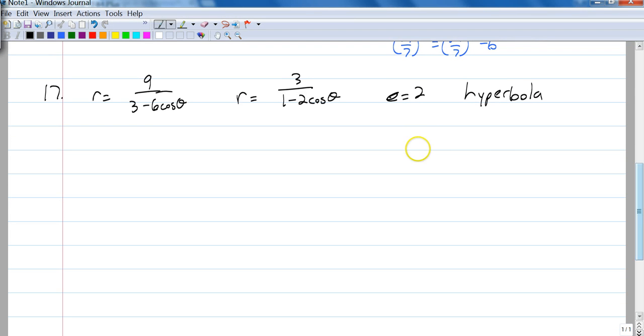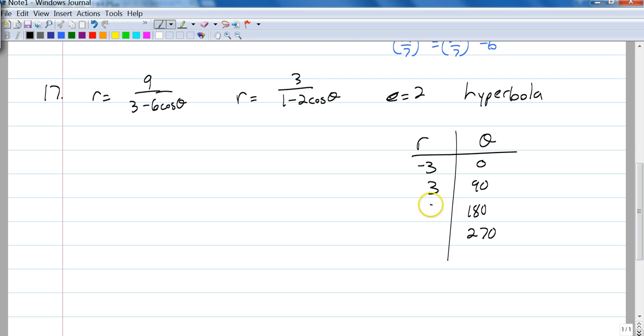Alright, let's do this. We got r and theta again. We want our thetas of 0, 90, 180, 270. When you plug 0 in for cosine, you get 1. 1 minus 2 is negative 1. You get negative 3 at the angle of 0. At 90 degrees, you get 3, because it's 3 over 1. At 180, this becomes a negative 1, which means it's a negative negative 2. So it's 3 over 1 plus 2, which is 3 over 3, which is 1.